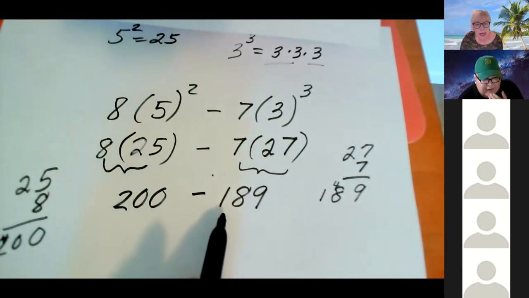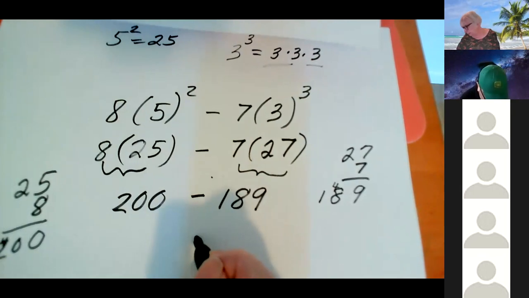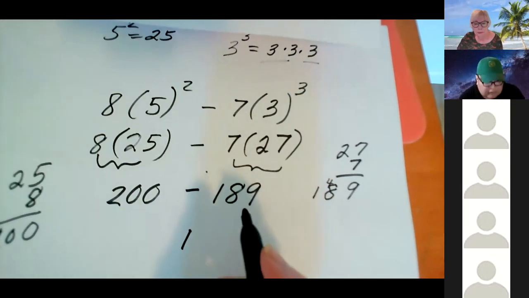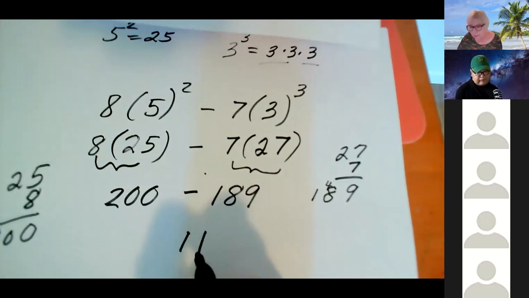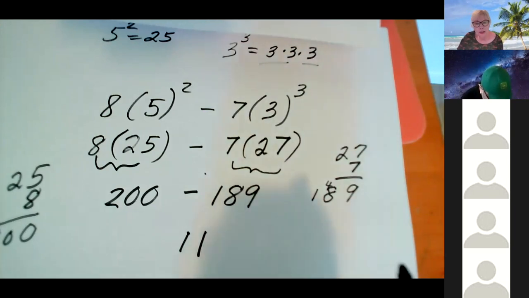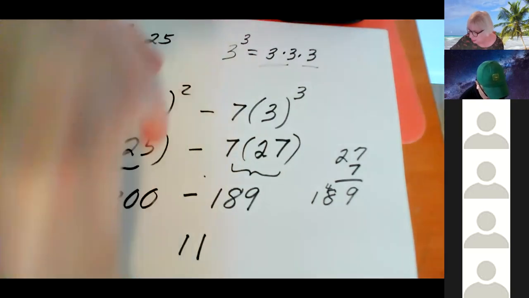So 200 take away 189. Anybody have it? 11. Okay. 11 it is. How's that? Okay, so the numbers were bigger. We had to do some multiplying and all, but the rules were in place.